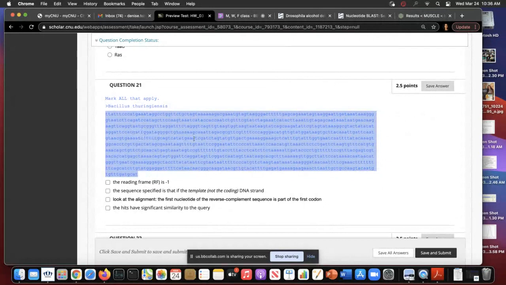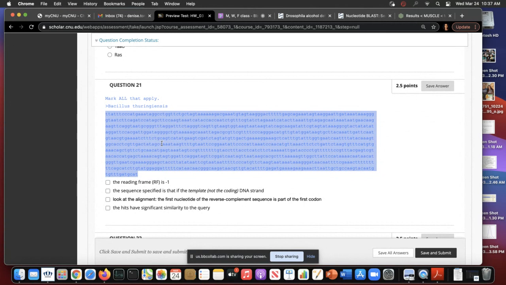What I'm asking you is, if this DNA sequence got translated to protein, then is it reading this sequence as the coding DNA sequence, or is this the template DNA sequence? If the reading frame is -1, that minus means that this sequence had to be reverse complemented and then translated to indicate that that's where the protein is.